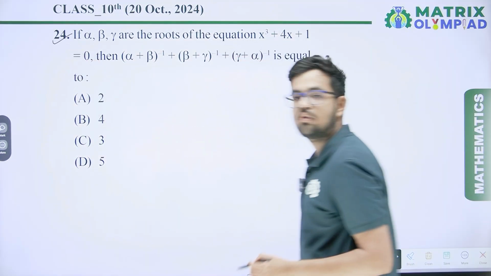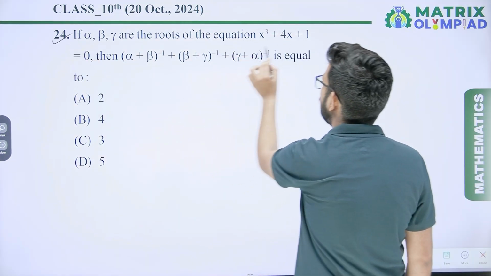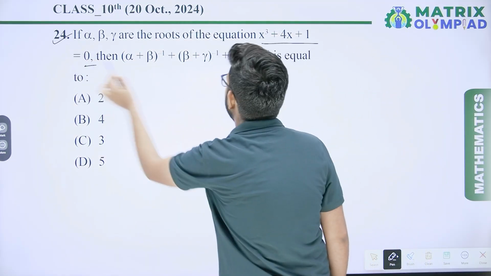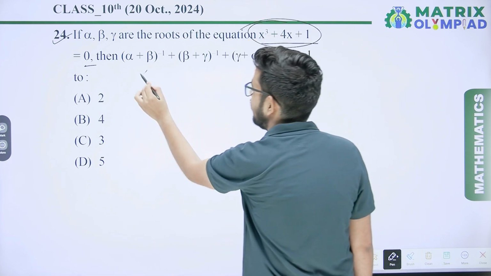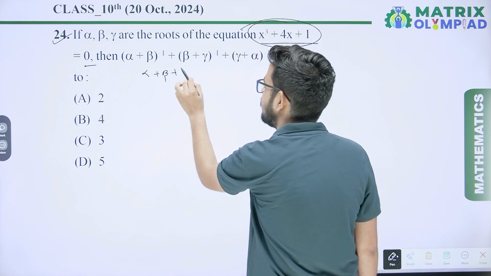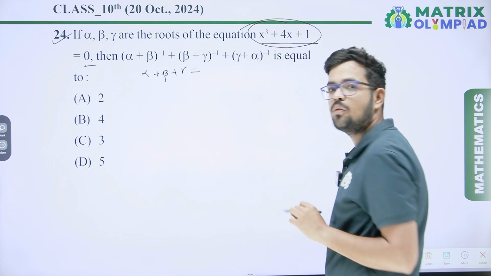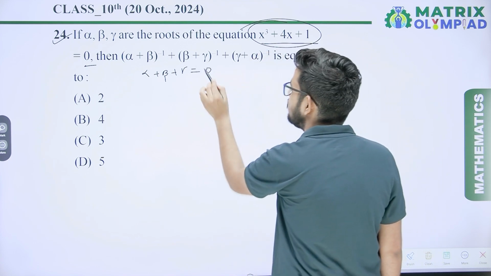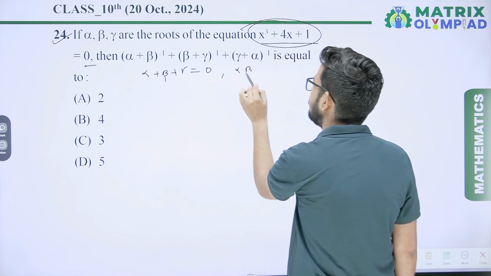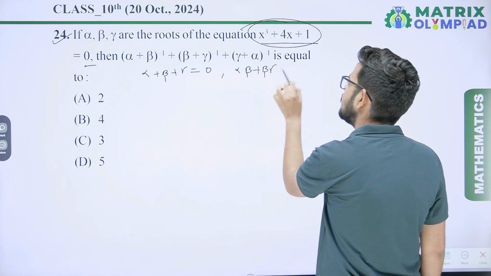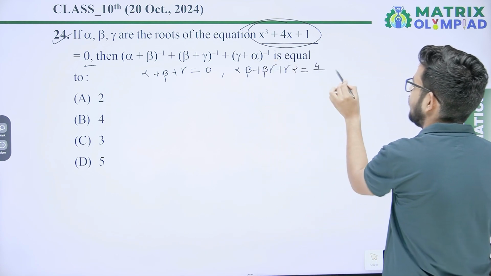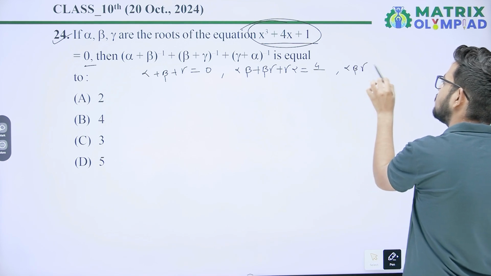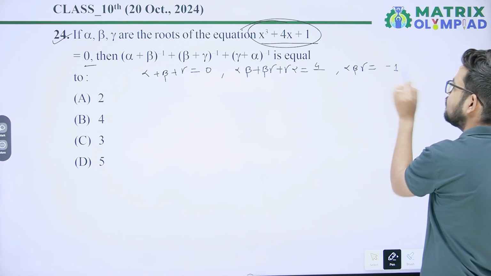Question number 24. Alpha, beta and gamma are the roots of the equation. So if these are roots of the equation, then the relationship between zeros and coefficients is alpha plus beta plus gamma equals minus b upon a, and the coefficient of x squared is 0. So it will be 0. And alpha beta plus beta gamma plus gamma alpha is c by a. So it will be 4. And alpha beta gamma is minus d by a. So it will be minus 1.